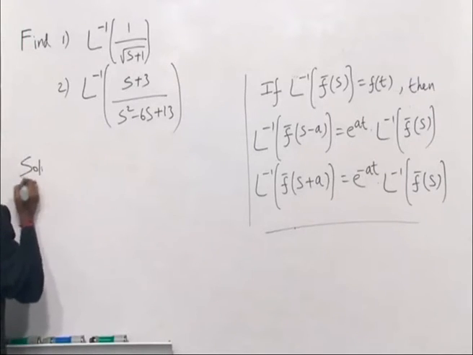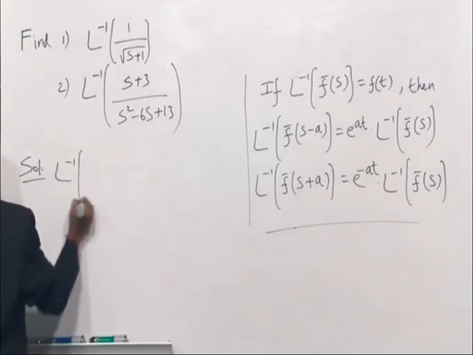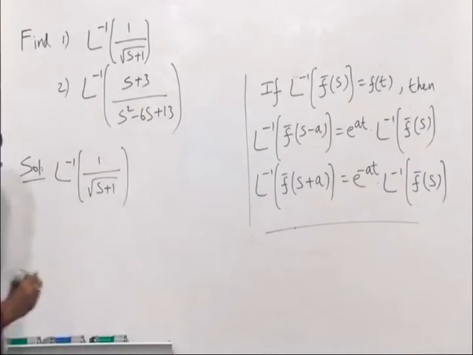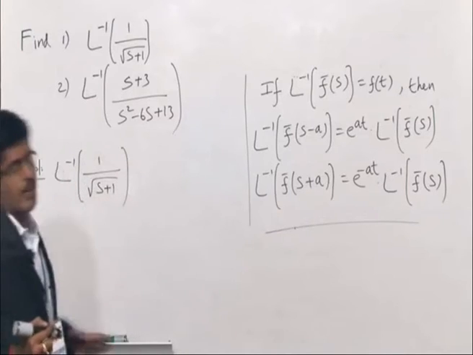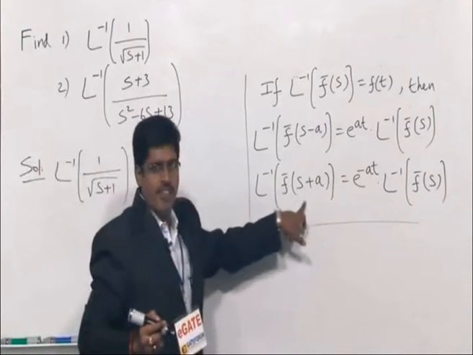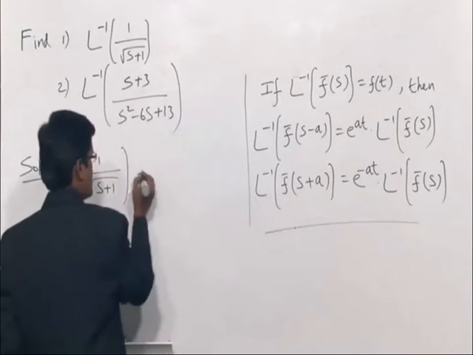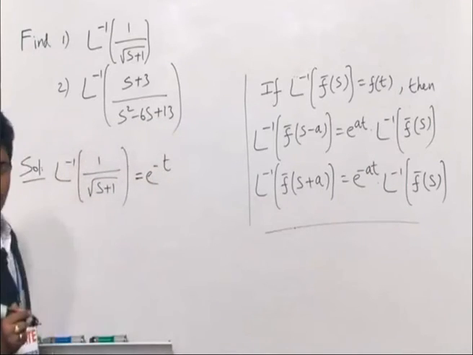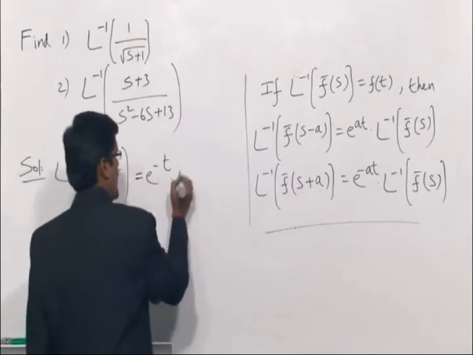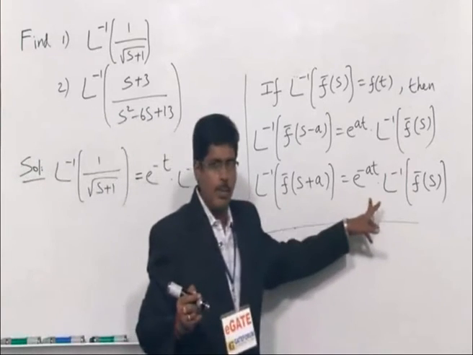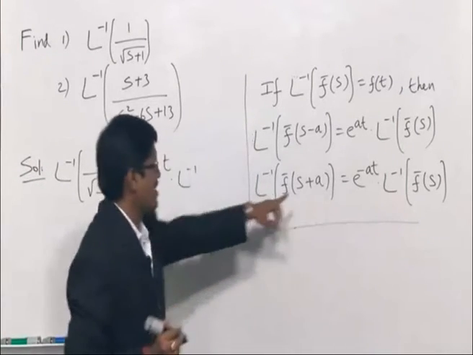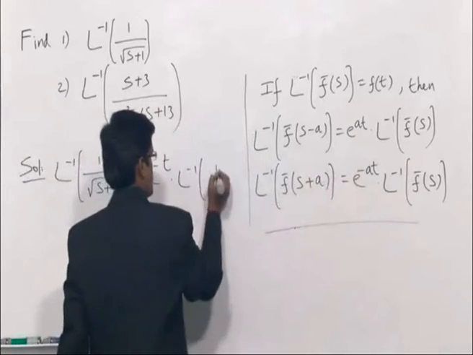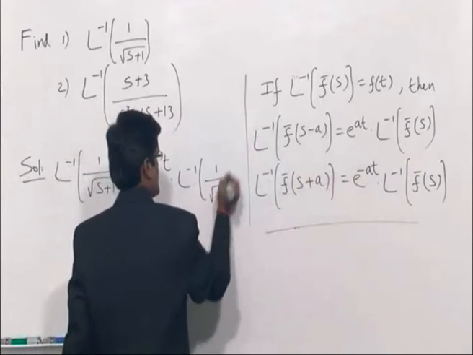Solution. L inverse of 1 over root s plus 1. There is only one s term, which is in the form of s plus a, where a is equal to 1. Just compare with L inverse of f bar of s plus a. So the answer is e power minus at, where a is equal to 1, into L inverse, where s plus a is replaced by s. Here s plus 1 is replaced by s, so 1 over root s.